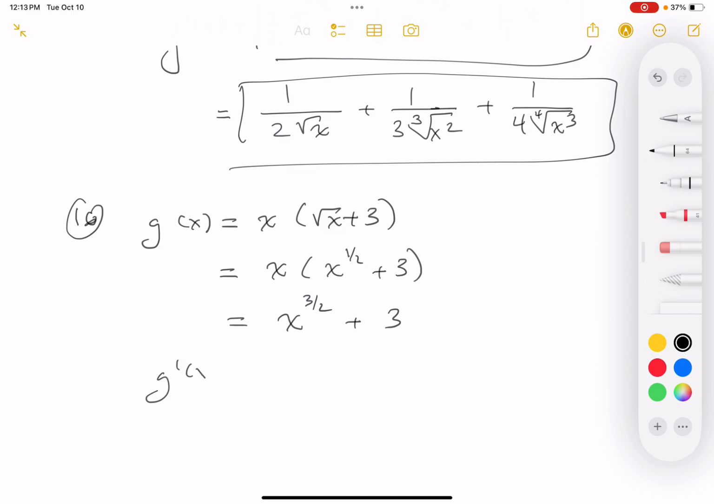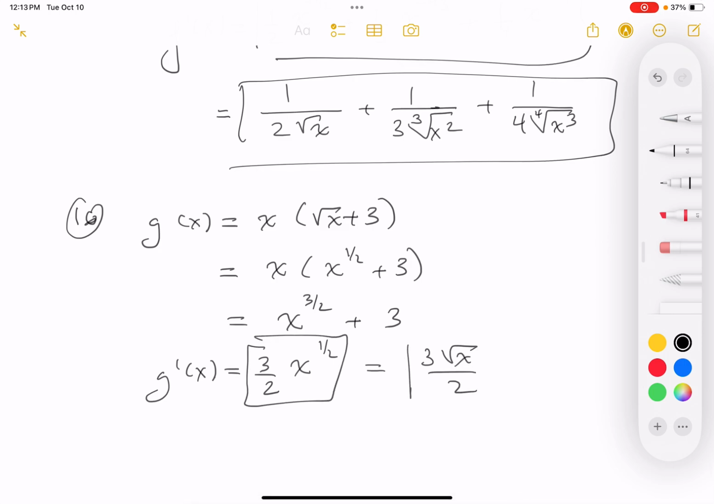And now the derivative, relatively simple to do. What do you get? 3/2 x. Reduce that by 1. That would be 1/2. Derivative of 3 is 0. This can also be written as 3 root x over 2. In my opinion, either answer is fine.